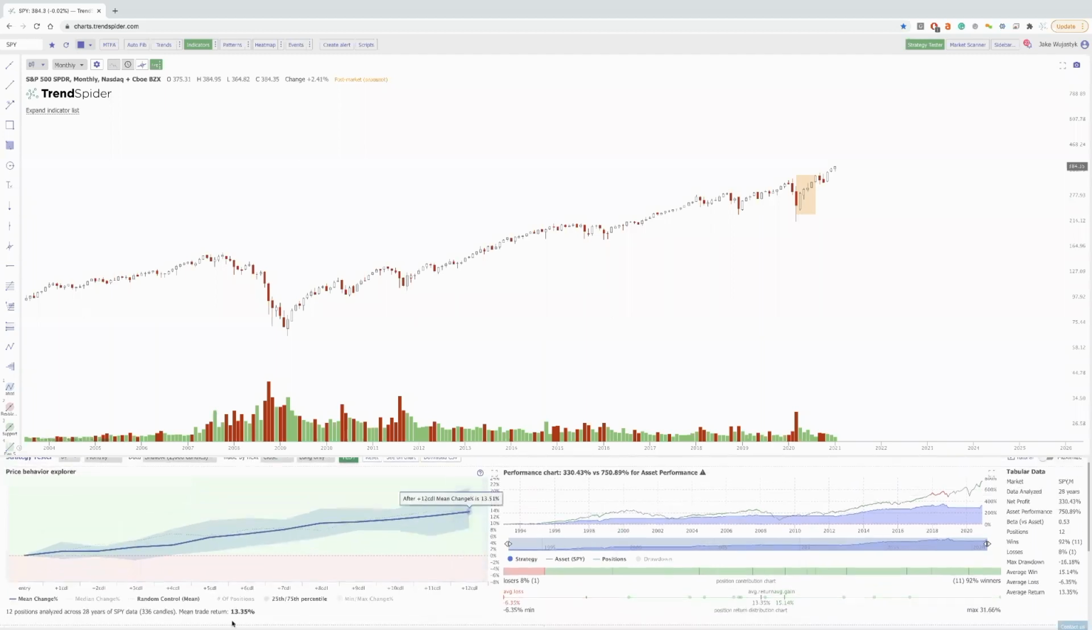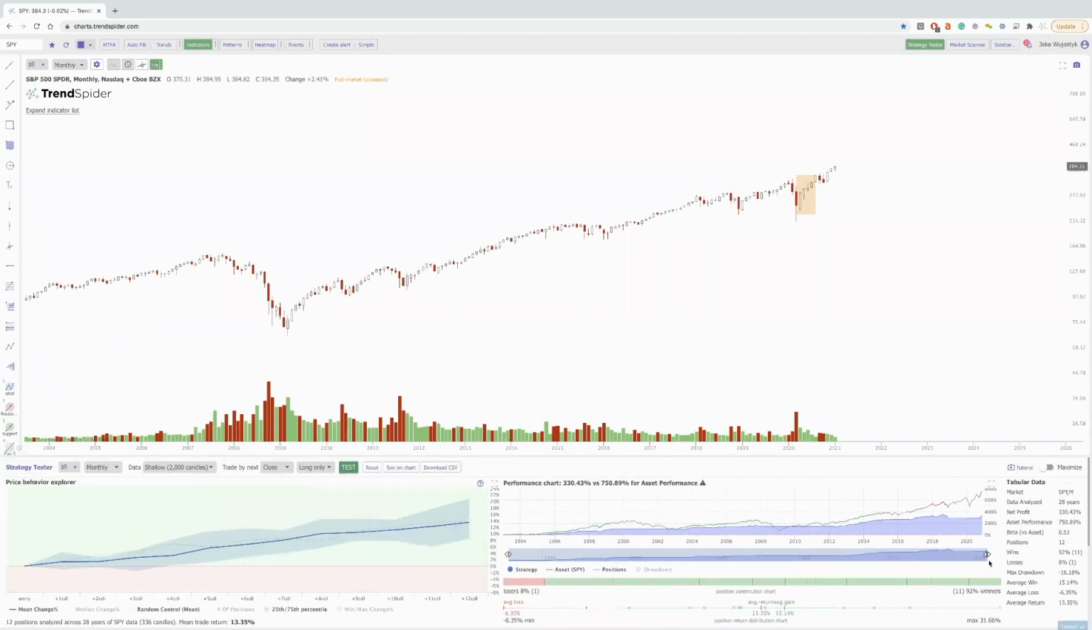So it doesn't only tell you your mean trade return, but it also tells you your win rate, your loss rate. So in this case, over 28 years, 92% of the time, whenever there's 5 green candles in a row, there's a pretty strong chance that you're going to close green after a year.